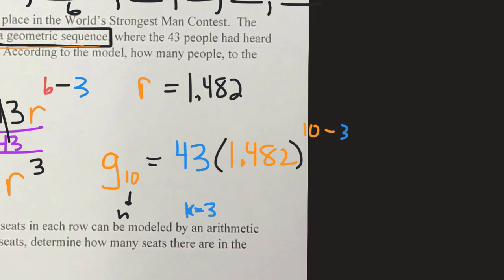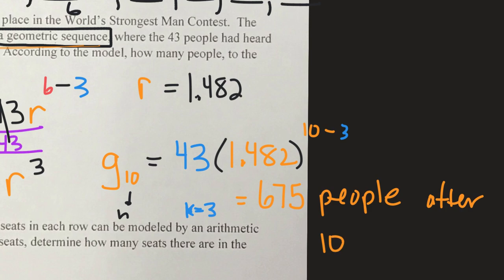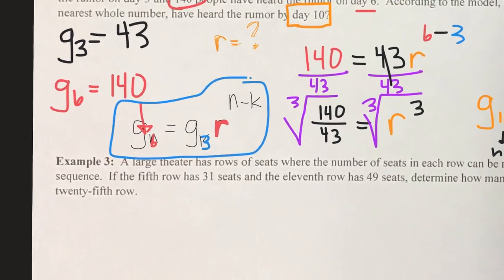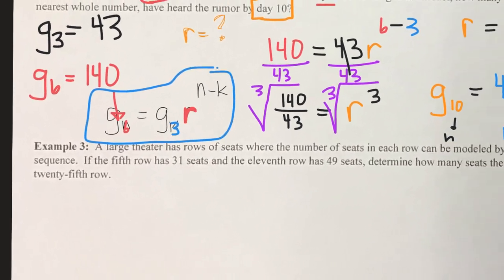When we type this into our calculator, we find out that 675 people, because we round to the nearest whole person, right? We round down. We can't have 0.2 of a person. That's not okay. So 675 people have heard the rumor after 10 days, right? After 10 days. So we're asked for the 10th day, so our answer includes that time right there. Okay? Good job. Remember these formulas. If you don't have them, write them down when you're doing these problems.